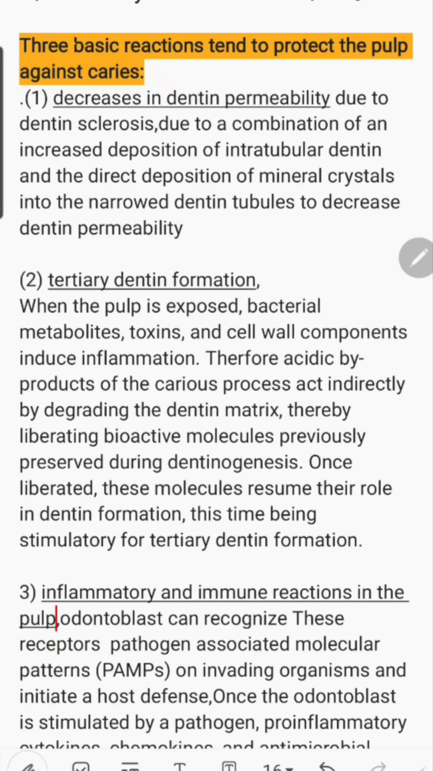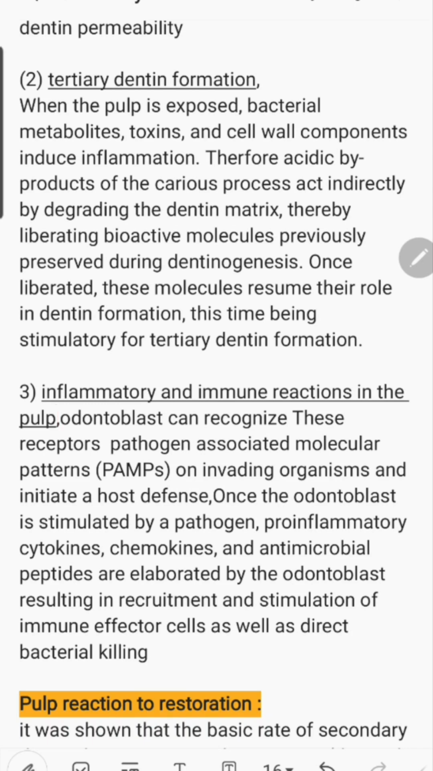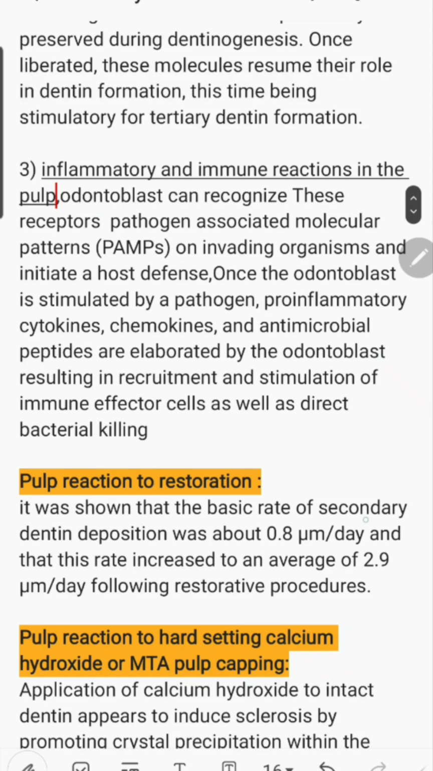First, the decrease in dentin permeability due to dentin sclerosis, a combination of an increased deposition of intratubular dentin and the direct deposition of mineral crystals into the narrow dentin tubules to decrease the dentin permeability. Second, the tertiary dentin formation. When the pulp is exposed, bacterial metabolites, toxins, and cell wall components induce inflammation. Therefore, acidic byproducts of the caries process act indirectly by degrading the dentin matrix, thereby liberating bioactive molecules previously preserved during dentinogenesis. Once liberated, these molecules resume their role in dentin formation, this time being stimulatory for tertiary dentin formation.